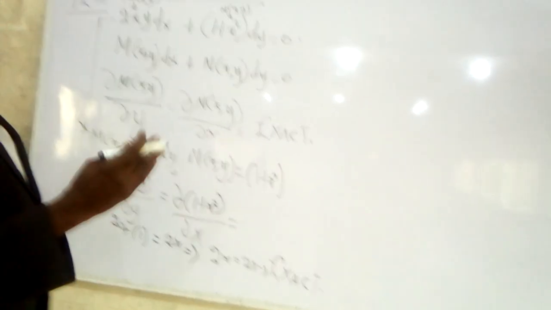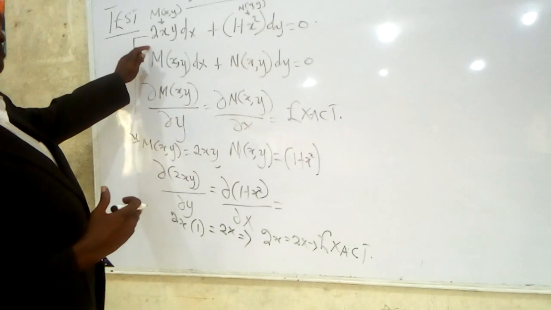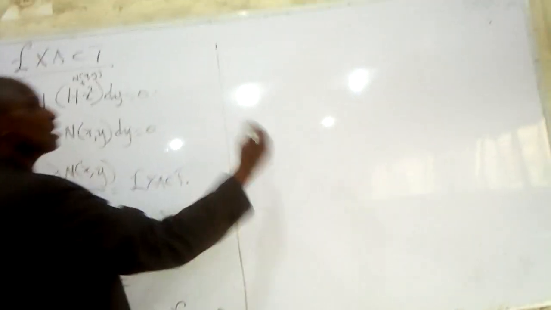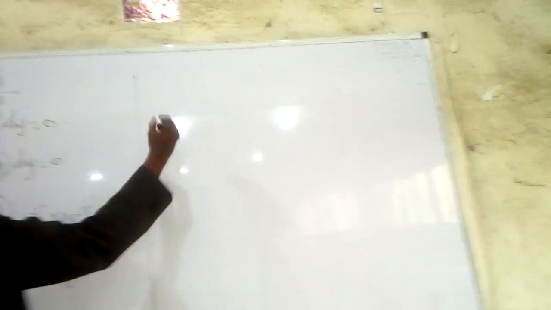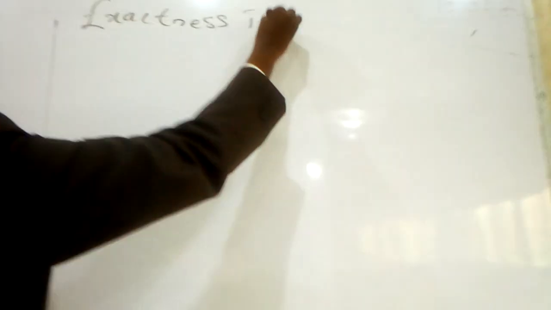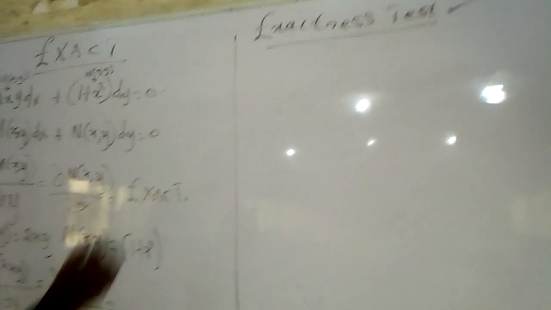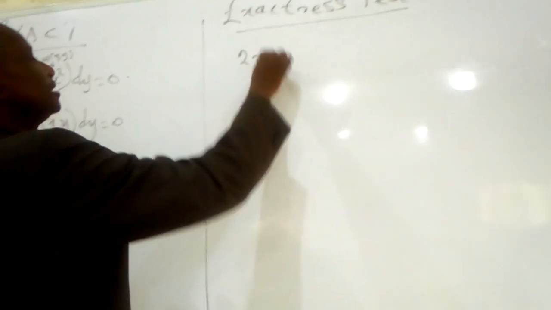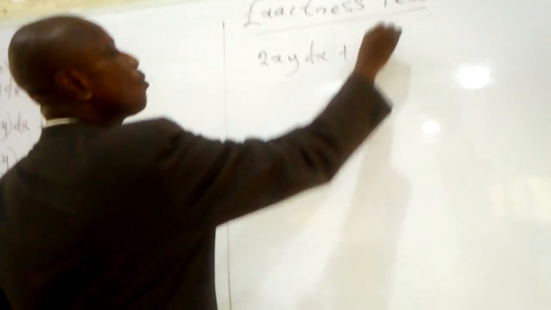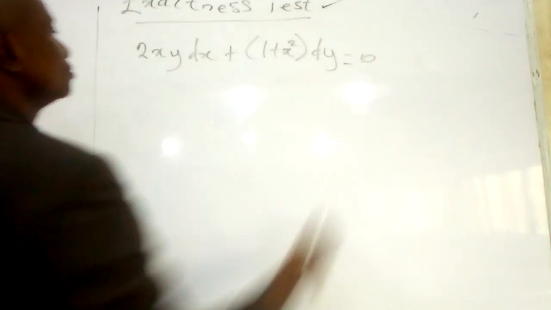How do you now solve the first order differential equation that is exact? We come back to the main question itself, which has undergone the exactness test. What we just did is called the exactness test, and it was fruitful. It went well as an exact equation. So you now come back to 2xy dx plus (1 plus x squared) dy equal to 0.